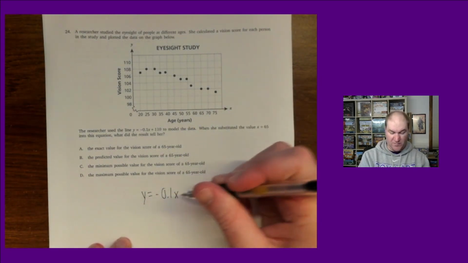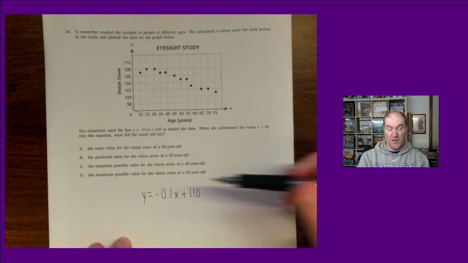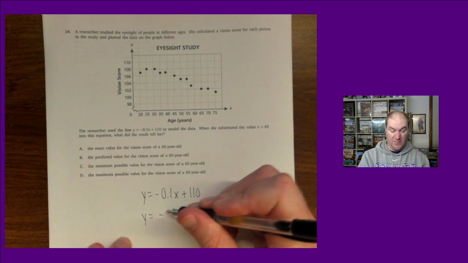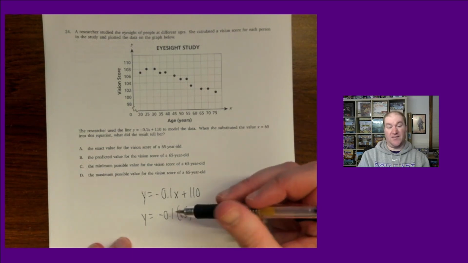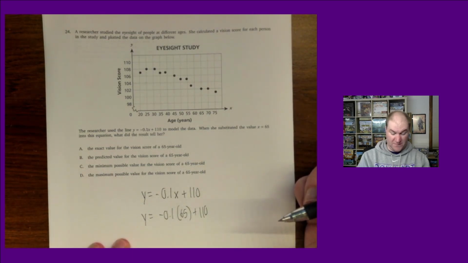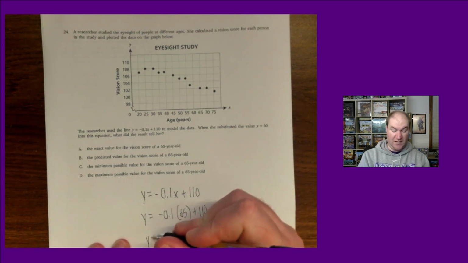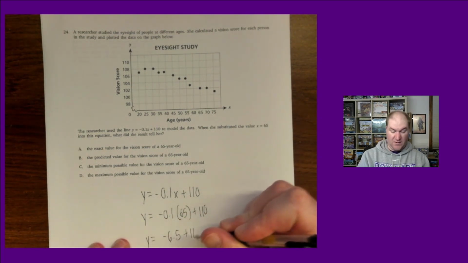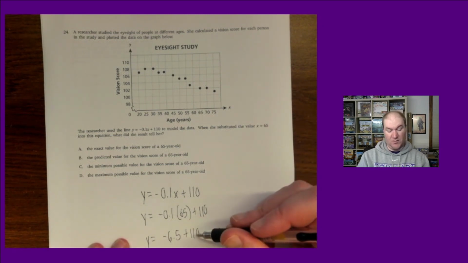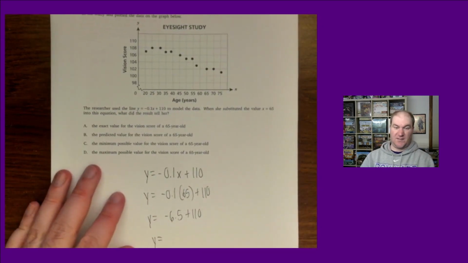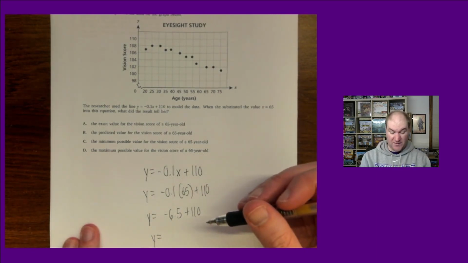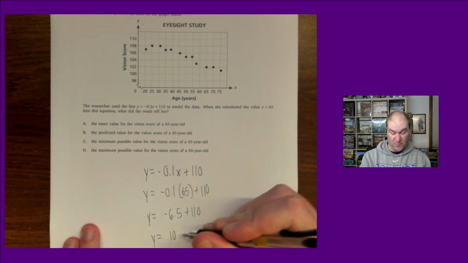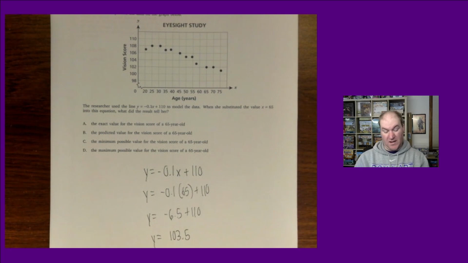I guess we do need the graph because we need to know what x and y mean. So in this equation, if I put 65 there, that's going to be negative 0.1 times 65 plus 110. That times that would be 6.5, right? Yeah, negative 6.5 plus 110. So that would be y is equal to 110 minus 6.5. So if I do 110 minus 6, that'd be 104. So 103.5. Yeah, 103.5.